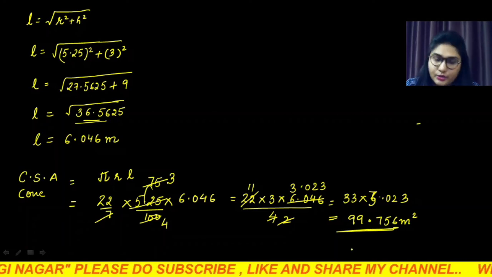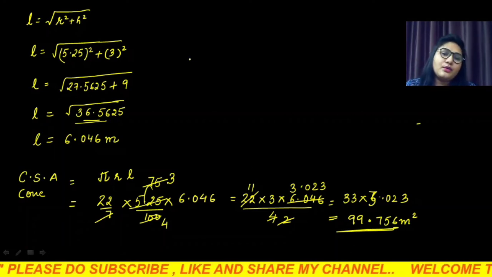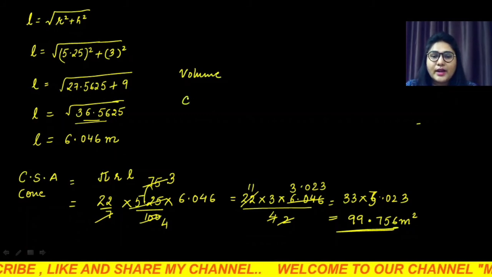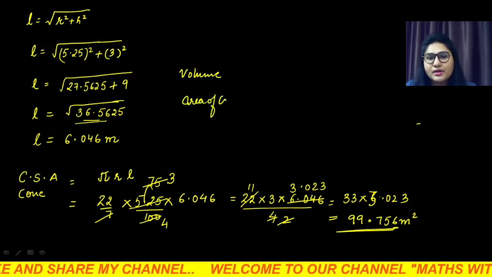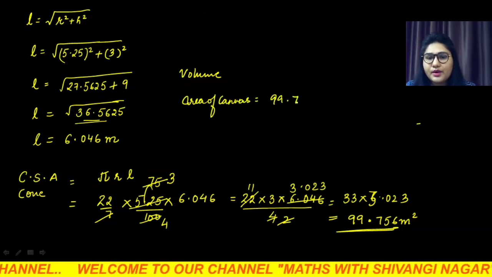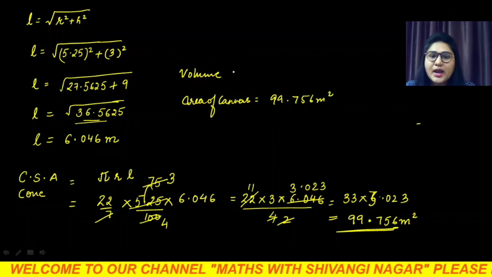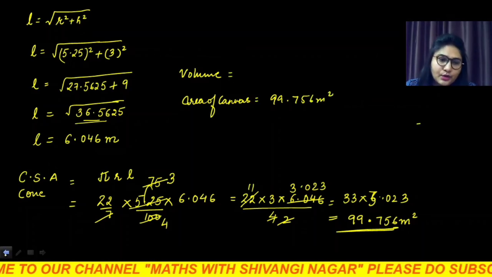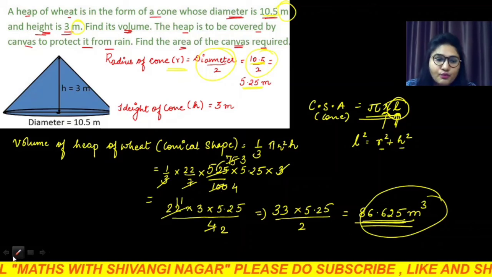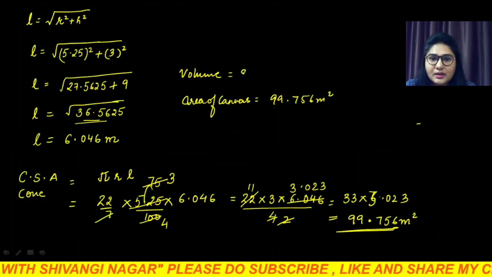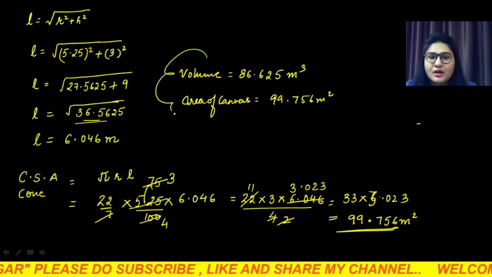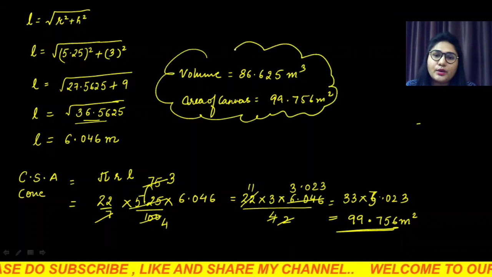Okay, so two things that we had to find out. What is that? The volume and the area of the canvas. So the area of the canvas required is 99.756 meter square. And what was the volume? The volume was 86.625 meter cube. So this is all about this question solution.